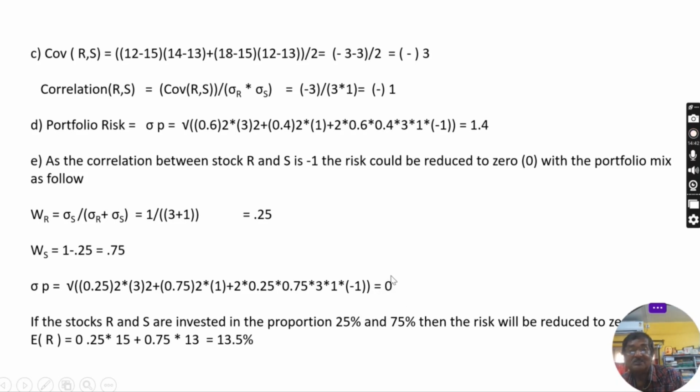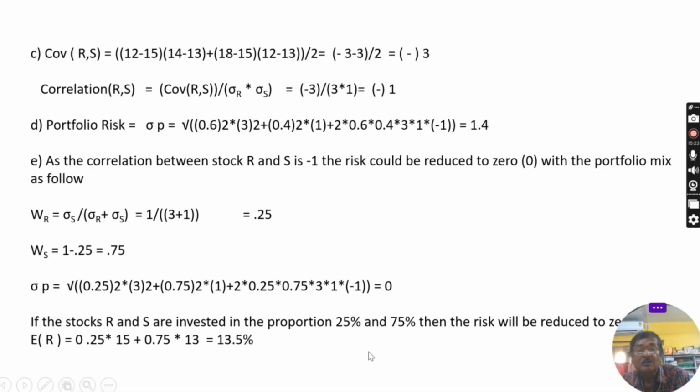That is the advantage. That means you can reduce the risk even to 0 if you know this process. You have learned how to reduce it. And what would be the expected return for that mix-up? In this case, you are putting 25% of your money in the security or stock of company R and 75% in the other company, that is S. The expected return will be 13.5%, W1 into R1 plus W2 into R2.